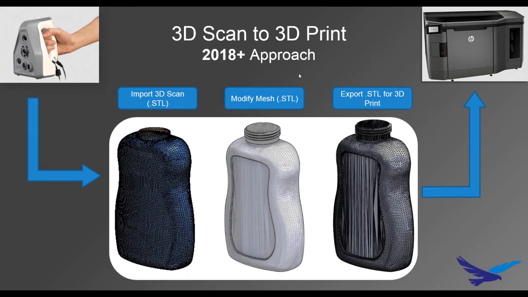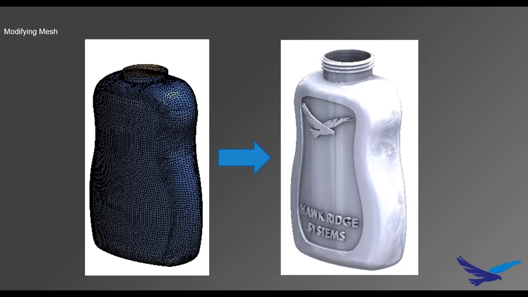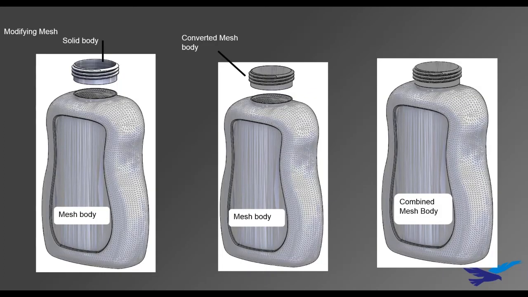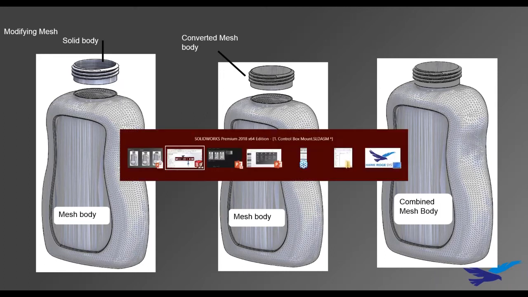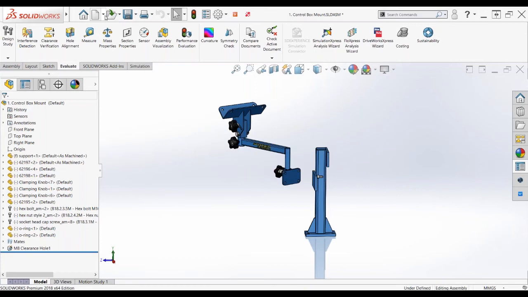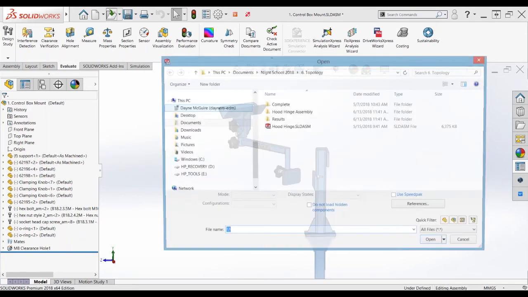So what I'm going to show you is I have a scan of this nice little bottle. I love the feel of it. I love the shape of it. And I'm just going to brand it for Hawk Ridge Systems. So I'm going to bring it in, and I'm also going to use some of my standard SolidWorks techniques, create a solid body, and then I'll convert the solid body to a mesh body so I can combine those together. But that'll make a bit more sense when I actually get into SolidWorks here.